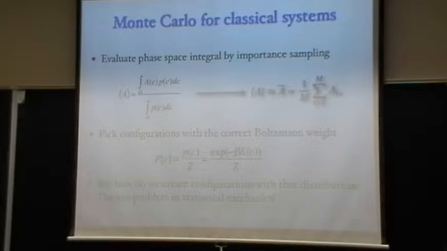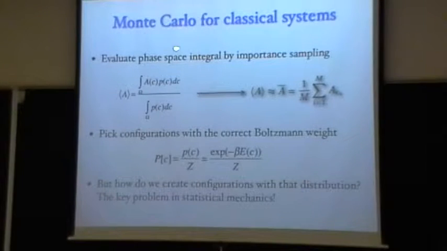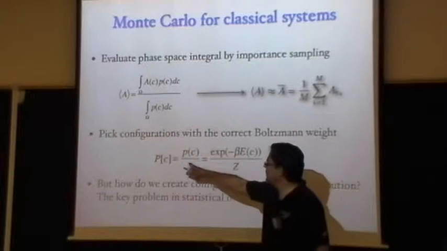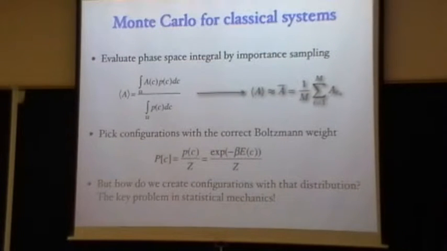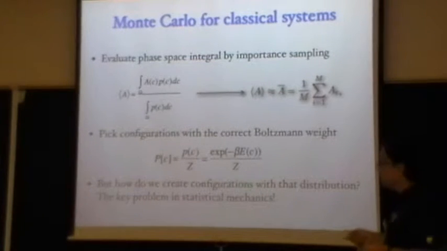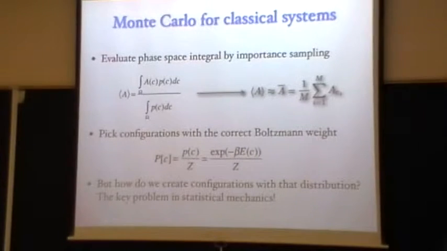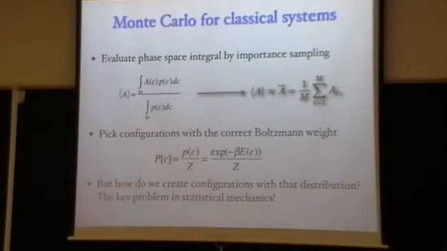And what is the challenge? The challenge is just picking the configuration C with the right distribution, namely according to this Boltzmann weight. Why is that hard? The first reason is that we don't even know what Z is, so we can't even normalize it. If we knew that, then still we can't really integrate this function and invert it. There's no easy way of drawing configurations with that distribution. But if we solve this problem, then we have essentially solved the key problem in statistical mechanics, because then we can just sample configurations and get the answer with a small error bar.